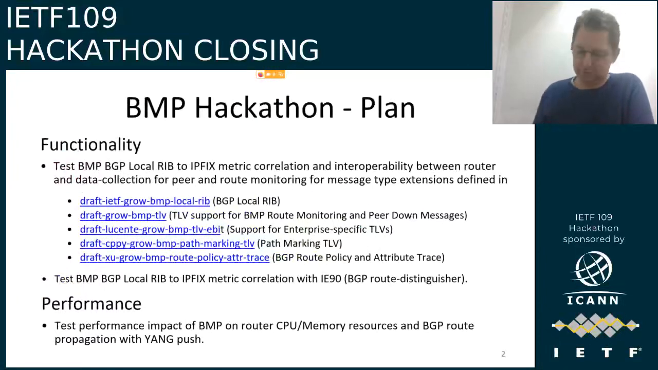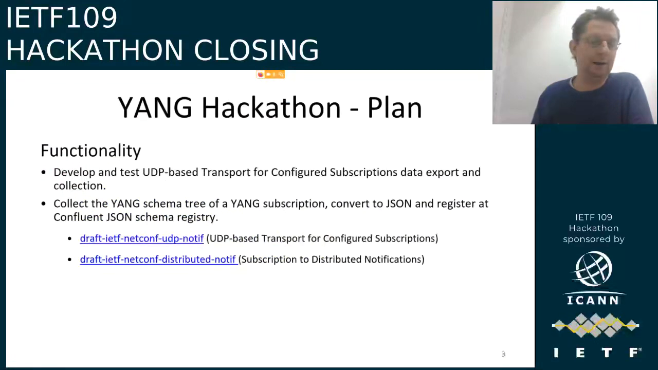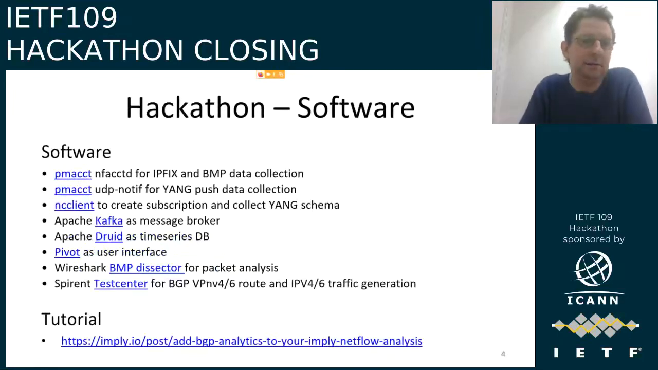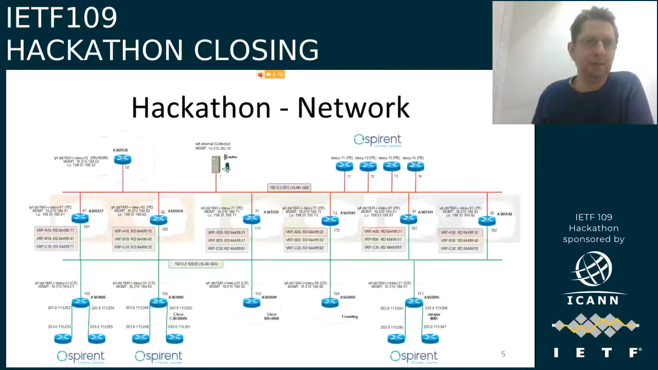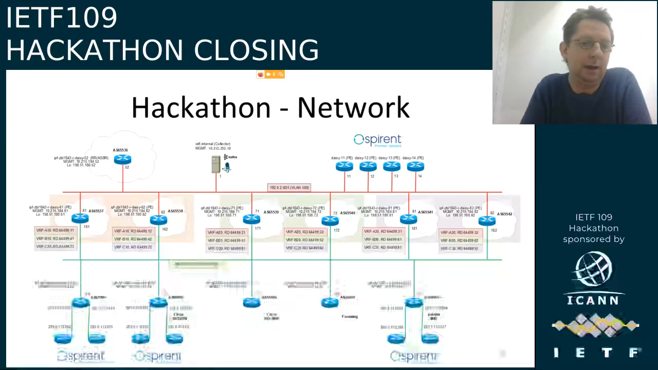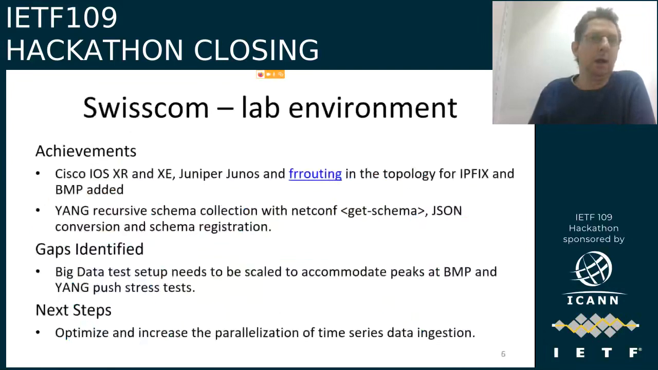Great. So these were the BMP drafts. This for the Yang push part. And these are the open source software which we were using for our test environment. This is our network topology with the data collection, the BGP and the traffic generators, the MPLS VPN network. This time we added also other vendors into the network, mainly Cisco IOS XR XE, Juniper Junos, and FRRouting for IPFIX and BMP.